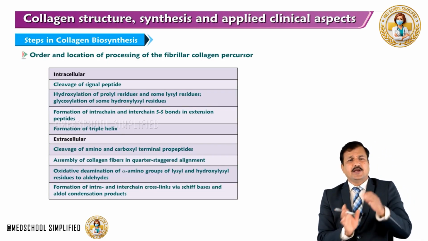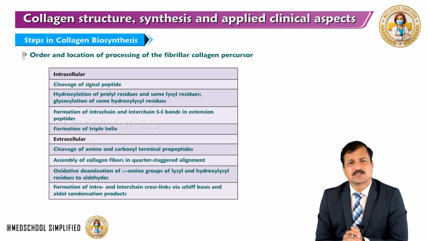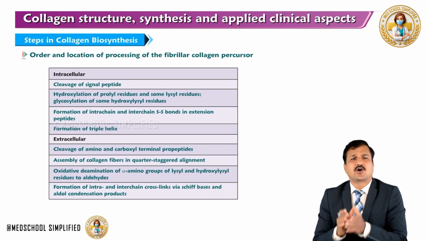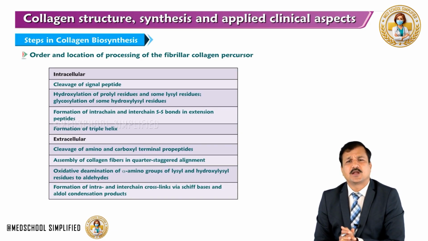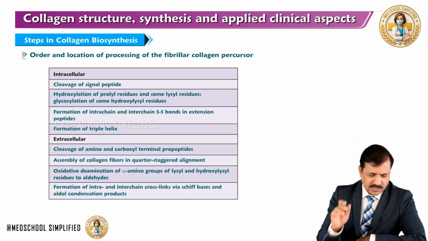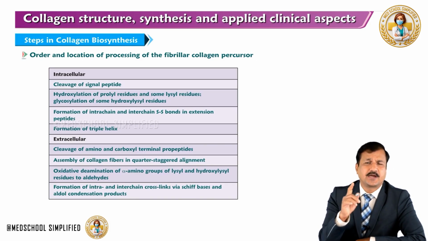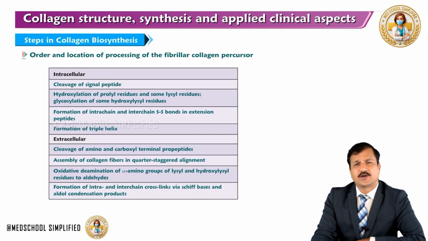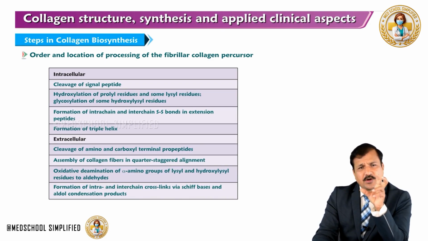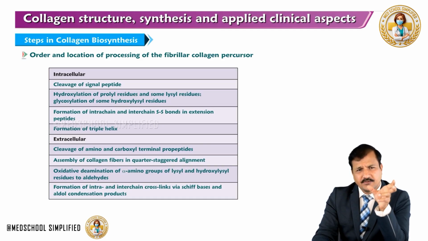Now, dividing into intracellular processes and extracellular processes, in the order and location of processing of the fibrillar collagen precursor. So intracellularly what happens? Cleavage of the signal peptide coming from the endoplasmic reticulum as a pre-pro alpha chain, and then hydroxylation of prolyl residues and lysyl residues, and then the glycosylation of hydroxylysyl residues happens inside, and then the formation of intra-chain and inter-chain disulfide linkages happens, and the formation of triple helix procollagen happens inside the cell, intracellularly.